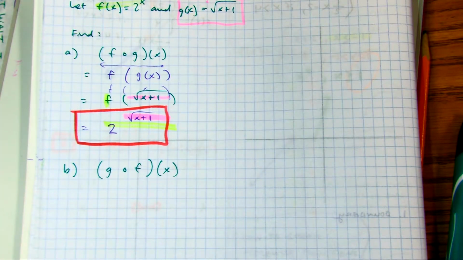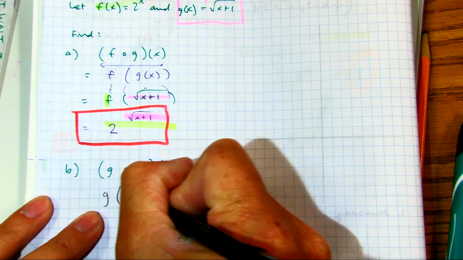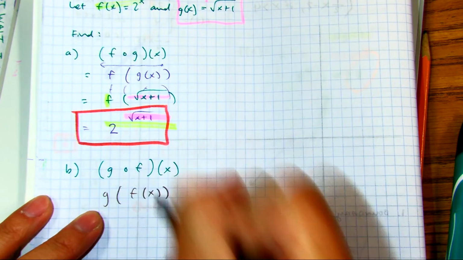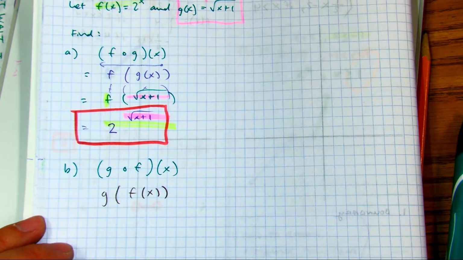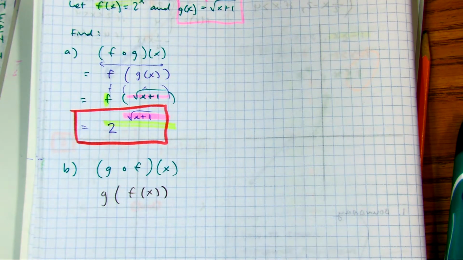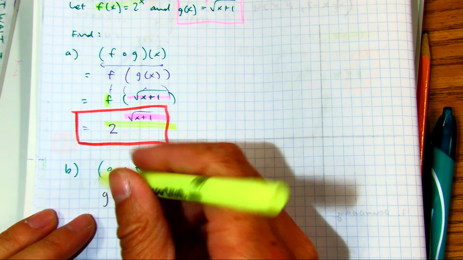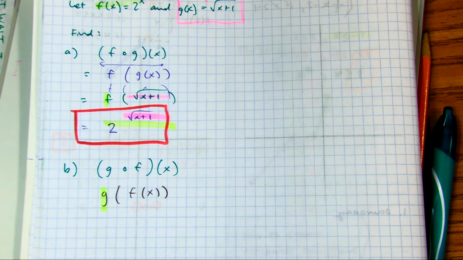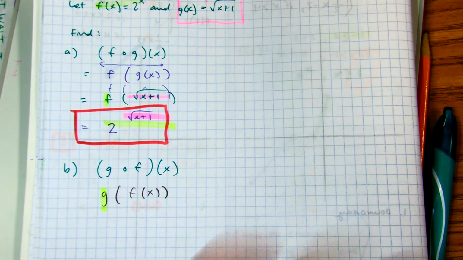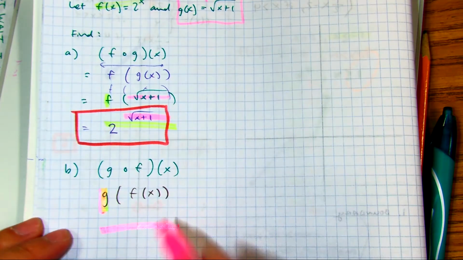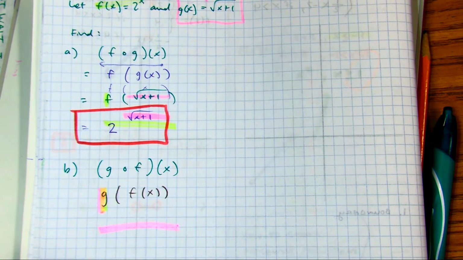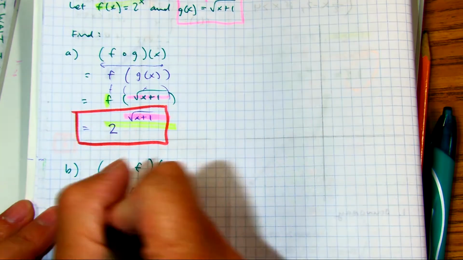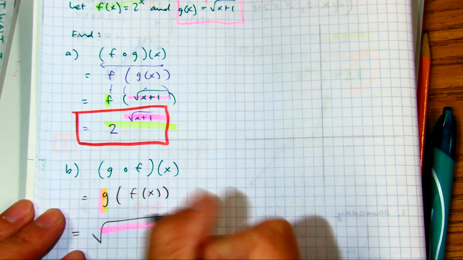Girls, tell me how to write this in student-friendly. Okay, girls. What is your g? Whoops, wrong color. g is the square root of x plus 1.